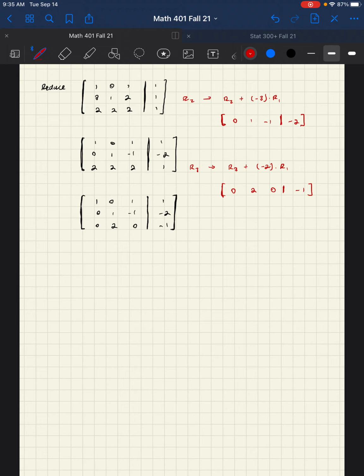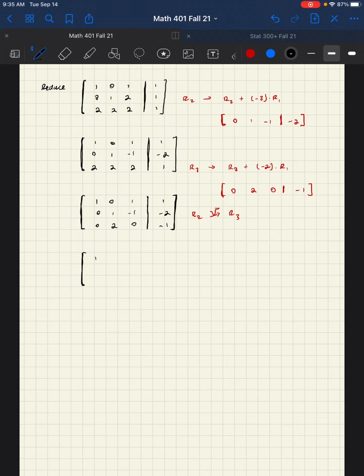At this point, notice that there's a 0 right here. We don't actually want that. We want there to be some number that's not 0 there. So what I'm actually going to do is switch row 2 and row 3. So row 2 is going to switch with row 3. I'm going to represent it like that. All that's saying is we're just going to switch the order. That doesn't change the system, okay?